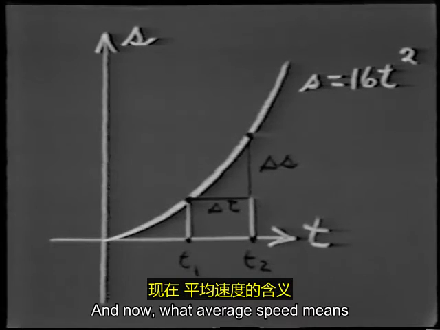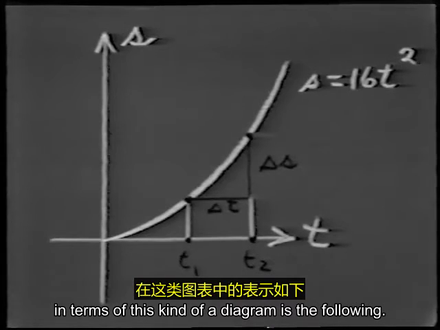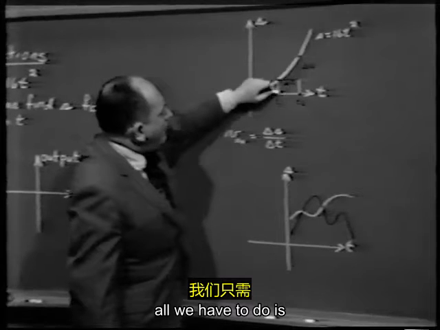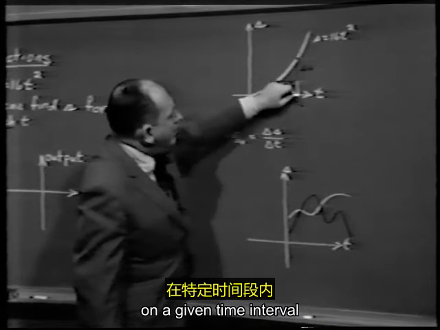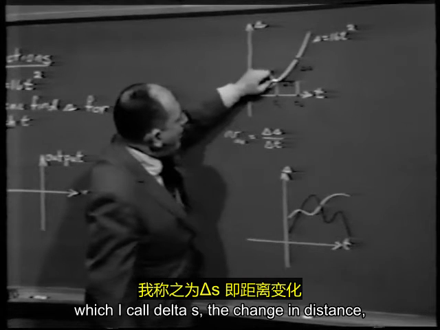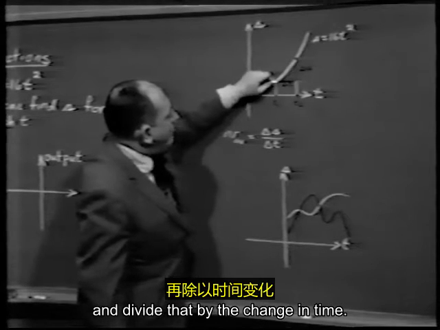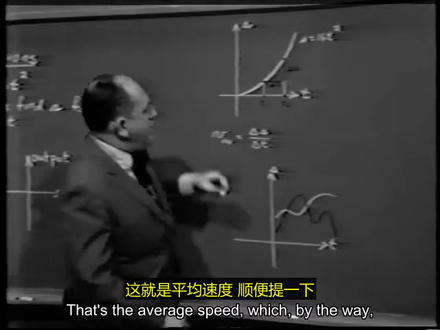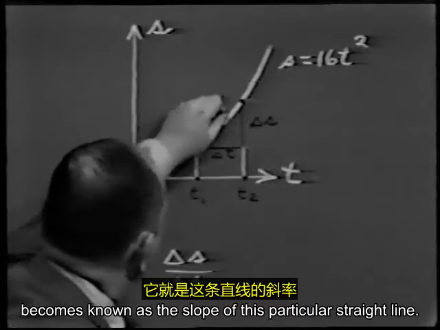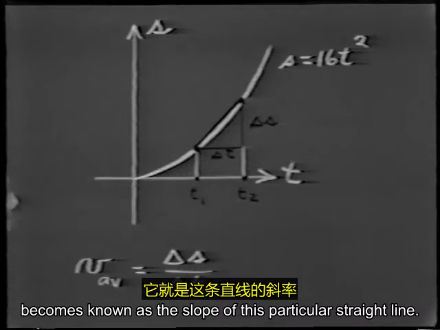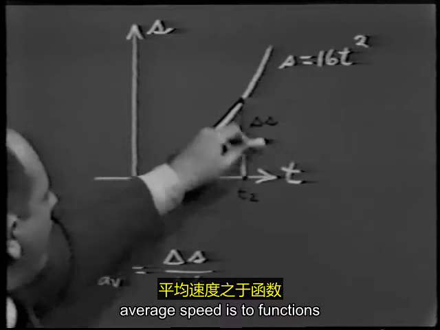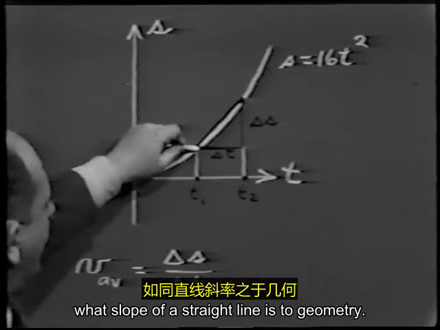And now, what average speed means in terms of this kind of a diagram is the following. To find the average speed, all we have to do is, on a given time interval, find the distance traveled, which I call delta s, the change in distance, and divide that by the change in time. That's the average speed, which, by the way, from a geometrical point of view, becomes known as the slope of this particular straight line. In other words, average speed is to functions what slope of a straight line is to geometry.